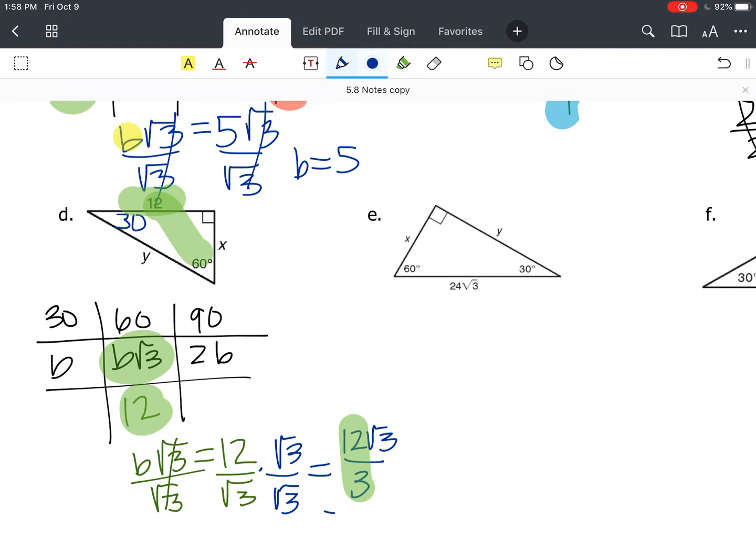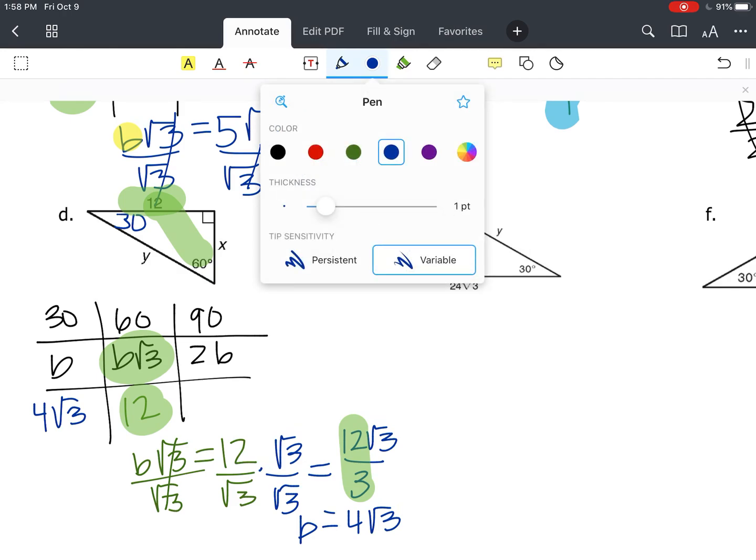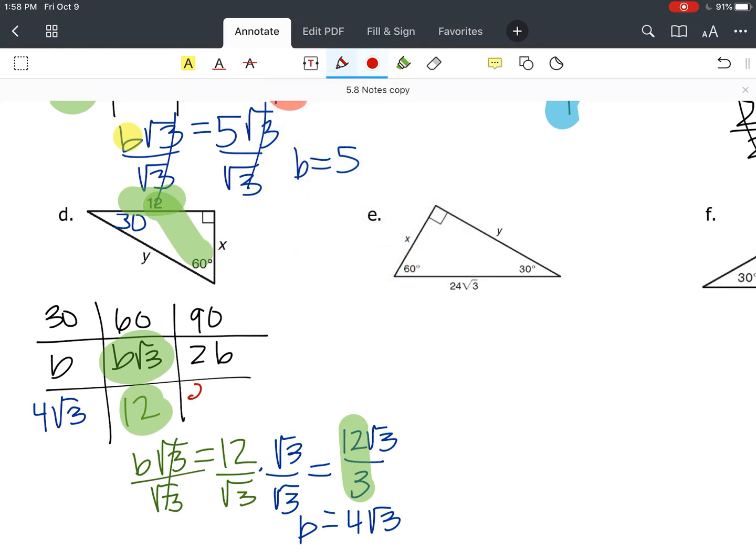What's different about this time is now I have 12 over 3. Well, I know what 12 divided by 3 is. 12 divided by 3 is 4. So this is going to simplify to 4 root 3. So that's going to be my b. So I'm going to substitute that in here for 4 root 3. Filling in for 90, 90 is going to be 2 times b. So it's going to be 2 times my 4 root 3. Well, I can multiply 2 and 4 together, and I'm going to get 8 root 3 when I do that.